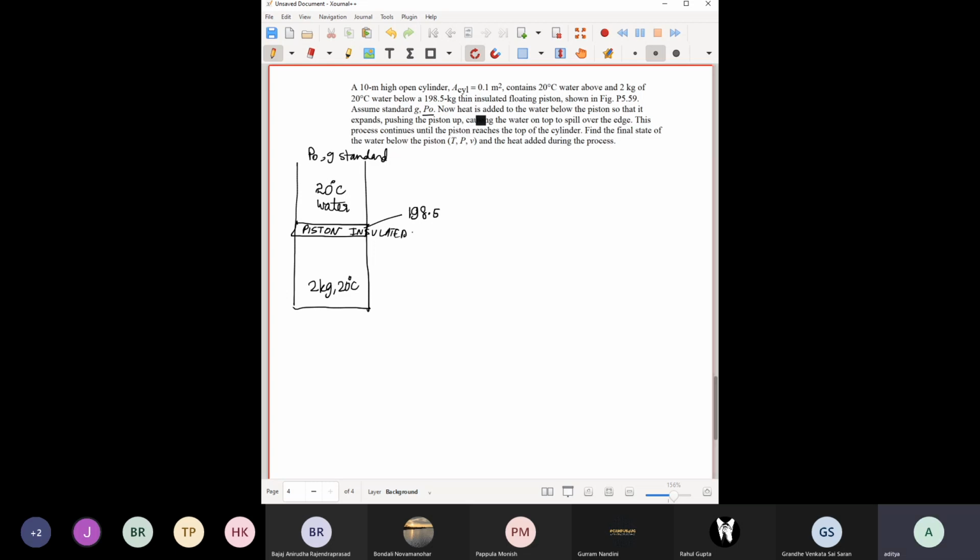Now heat is added to the water below the piston, so it expands, pushing the piston up, causing the water on the top to spill over the edge. Meaning initially there is water everywhere, like so, and inside you have water like this, 2 kg at 20 degrees Celsius.